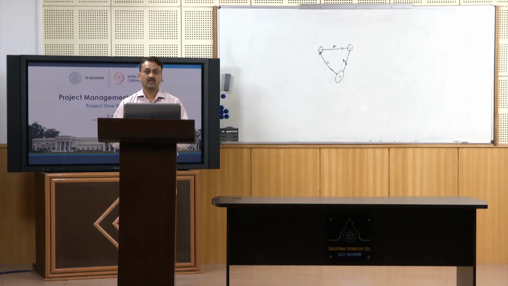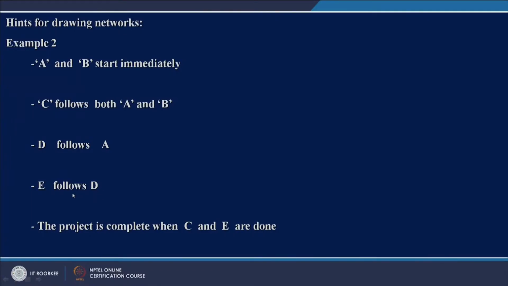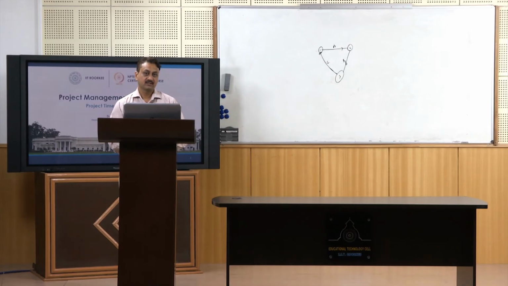Just draw activity C. D follows A, so after A there would be activity D, and E follows D, so after activity D there would be activity E. The project is completed when C and E are done. So, let us see how this network looks. Just compare your network and my network. This is the answer.